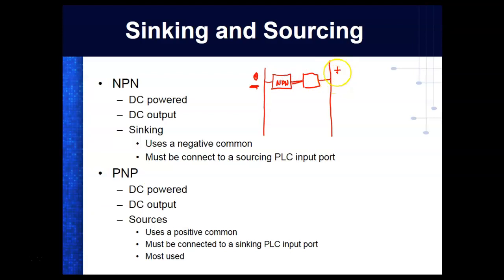And then this right here would have to be positive. You understand that? So if I connected negatives up here, then my PLC would have to use a positive common. But if I bought the sensor, I would have to make sure I had an NPN sensor. So an NPN sensor is a sinking sensor. A sinking sensor means it's going to be powered by the negative.